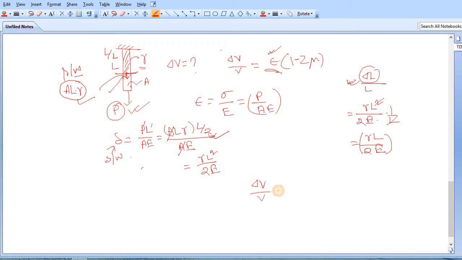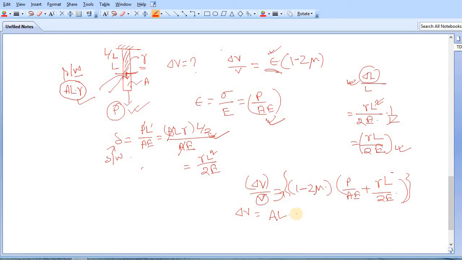Now put this in the formula in place of strain. What is coming? Delta V by V comes as (1 minus 2 mu) into the strain due to external load, that is P by AE, plus due to self weight, that is gamma L by 2E. So what is the total volume change? Delta V is equal to V multiplied with this, V is AL. Now this comes as (P by AE plus gamma L by 2E).